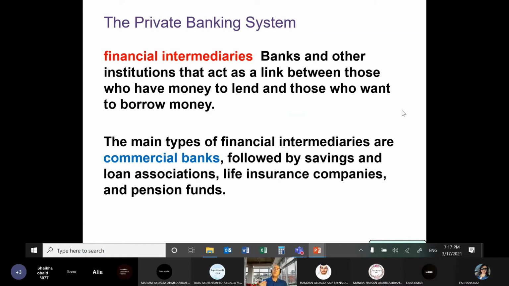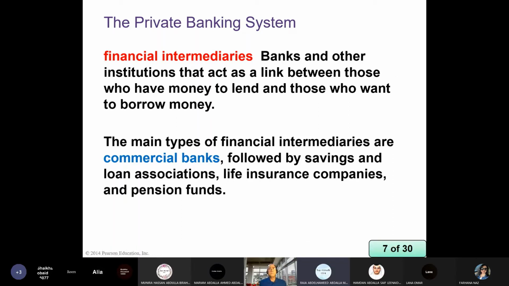So now we will talk about the banking system. The banking system includes mostly commercial banks plus the central bank. So again, the banking system includes many commercial banks and one central bank. So what is the private banking system?